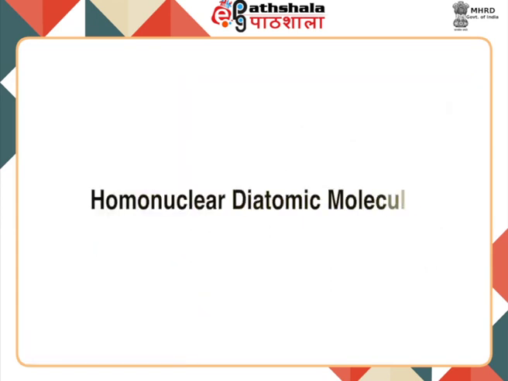Now we will be taking a homonuclear diatomic molecule, which is very simple, that is the H2 molecule. For the formation of a diatomic linear H2 molecule, each hydrogen atom has only one s orbital. So, to obtain molecular orbitals for the hydrogen molecule, we must make linear combinations of these two 1s orbitals.